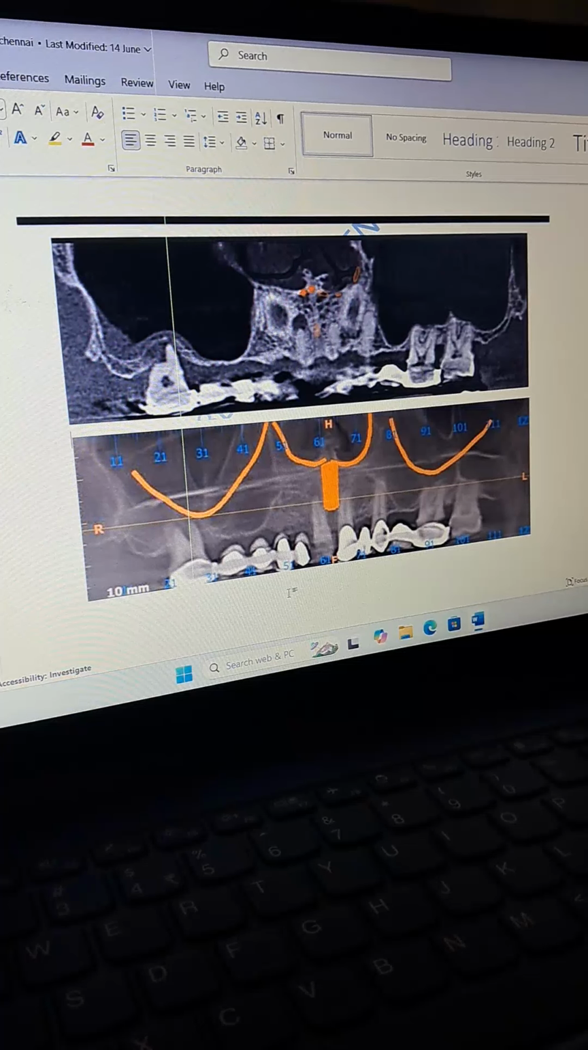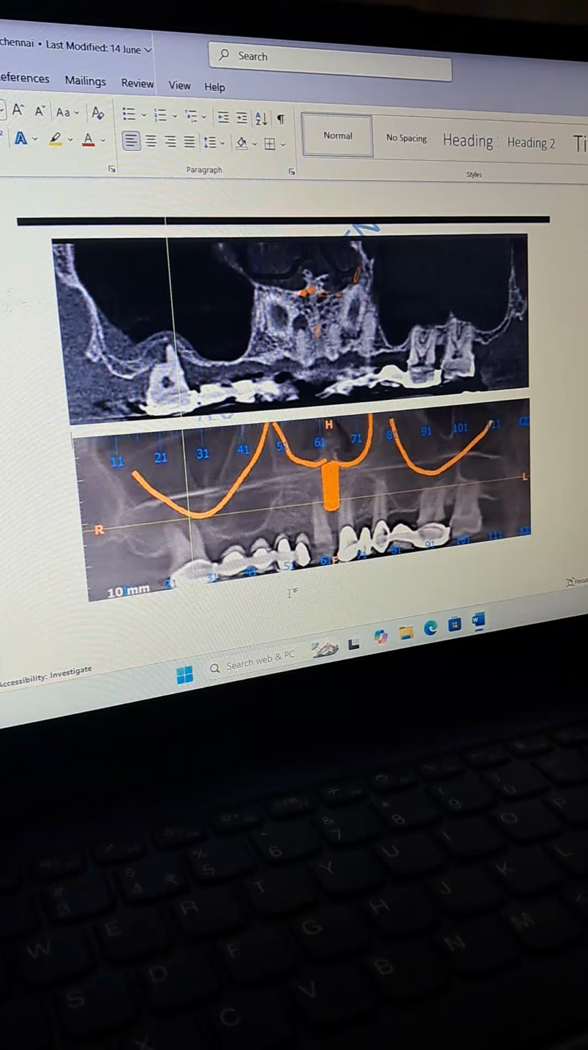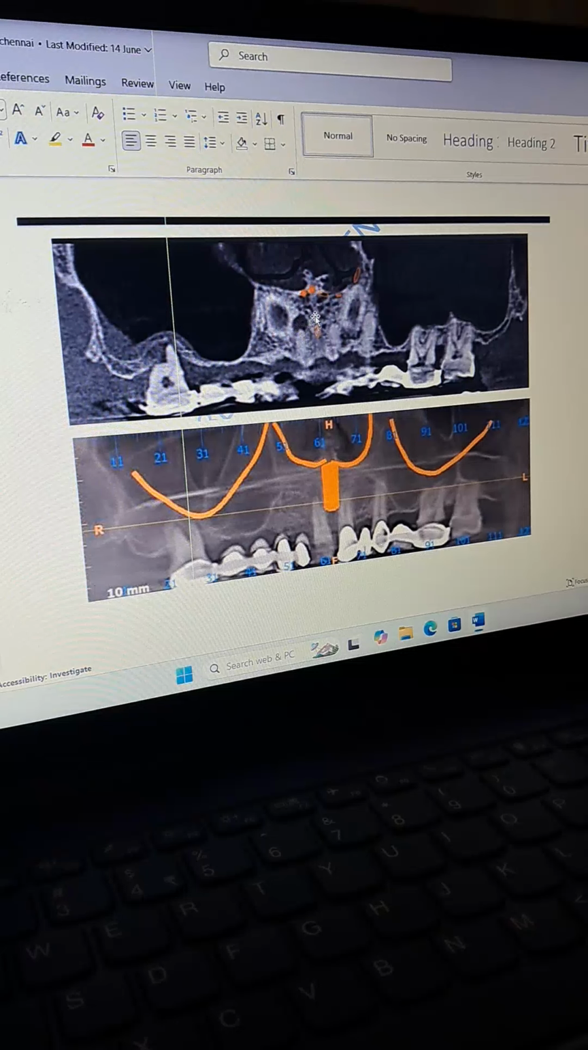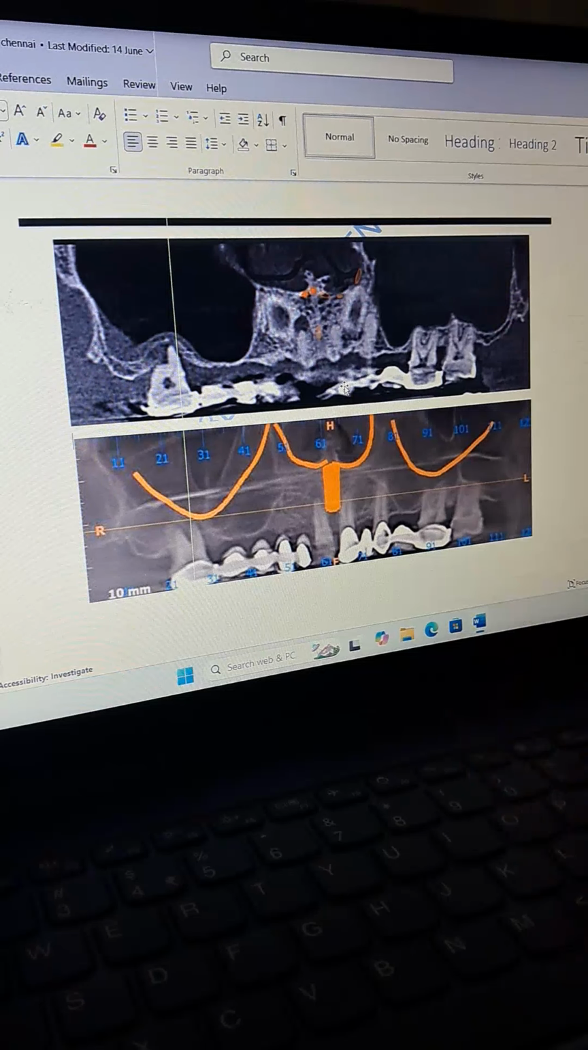Today, I just want to talk about a very exciting case recently which I operated. As you can see, there is a CBCT image in front of you. There are a few salient things I want to talk about in this case. This is a periapical lesion right here. You can see there are multiple periapical lesions here also. This bone is very porous.